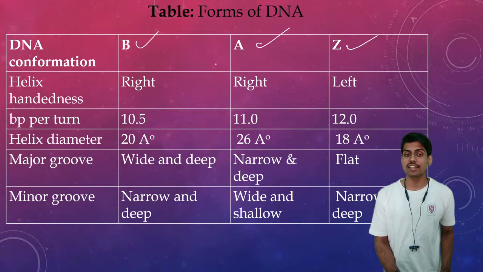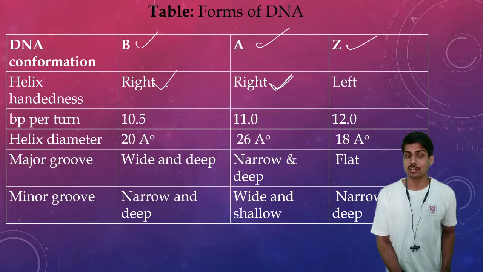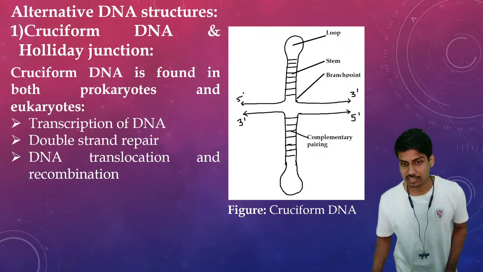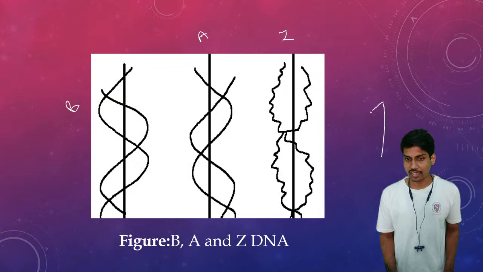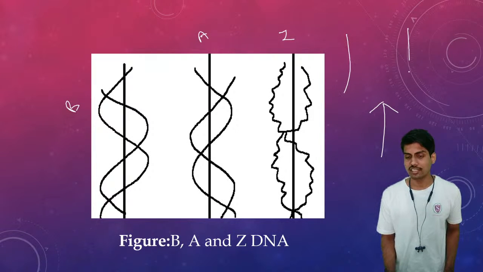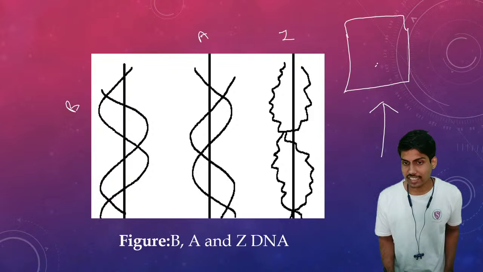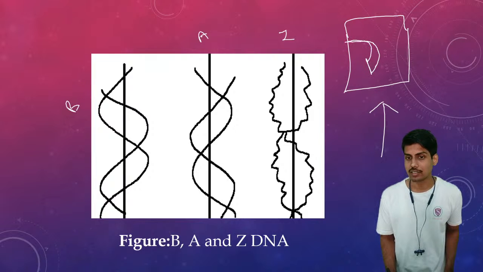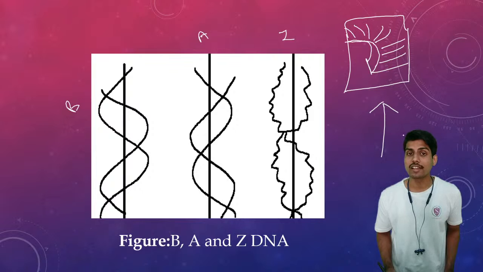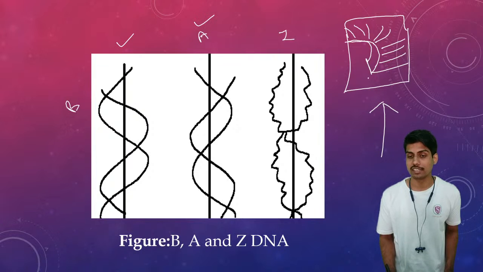Now let's see what the differences are. All of these, B and A, are right-handed helices. What does right-handed helix mean? Suppose you are entering a house, and here is a door, and in front of the door there are staircases. Suppose those staircases start from your right side, like this. Then this is a right-handed helix. Same case with B and A: these are all right-handed DNA helices.